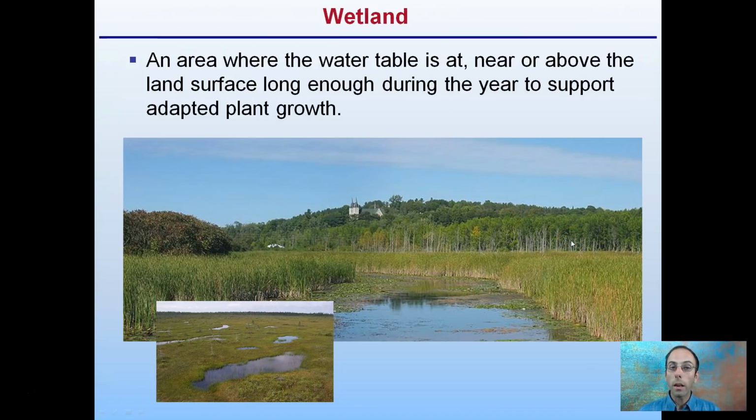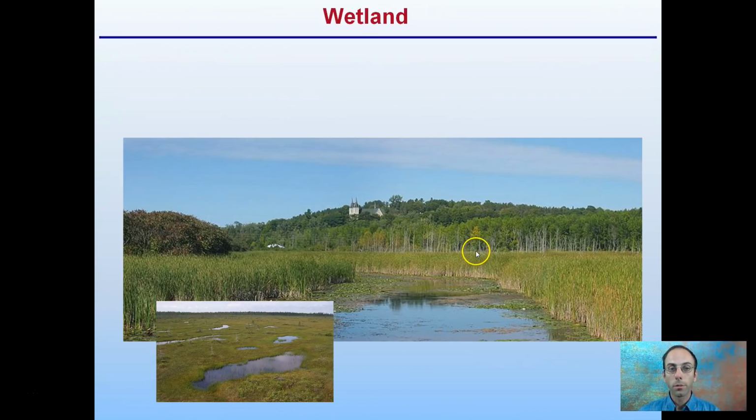We have wetlands, an area where the water table is at, near, or above the land surface long enough during the year to support adapted plant growth. So a wetland is an area here where that water table is at, near, or above the surface. It does contain water for an extended period of time. Some wetlands can dry up over time, but some will hold water. The key part there is long enough during the year to support adapted plant growth.